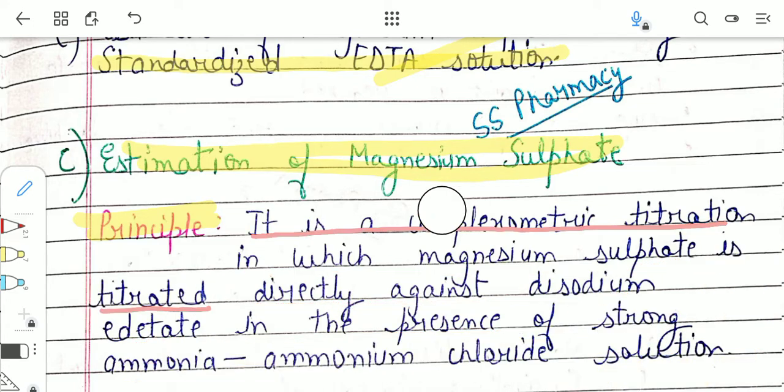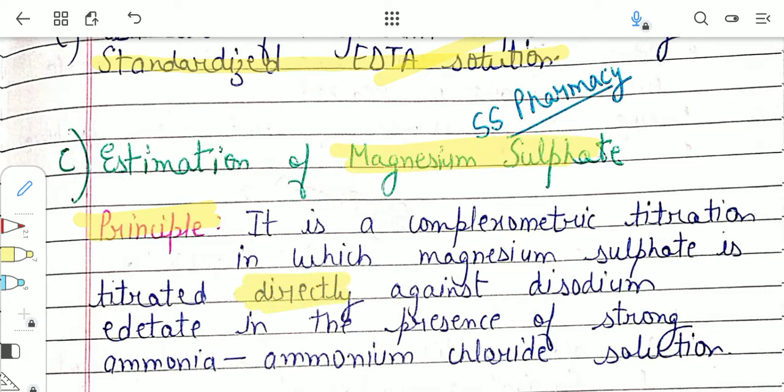The thing is that the estimation of magnesium sulfate is a kind of direct titration in which directly only the EDTA will be titrated with magnesium sulfate. Okay, this is an important thing because in calcium gluconate, if you have watched the previous video for the estimation of calcium gluconate, you must have seen that estimation was carried out by replacement titration, which is another type of complexometric titration. So in case of magnesium sulfate, the kind of titration which we will do will be direct titration.